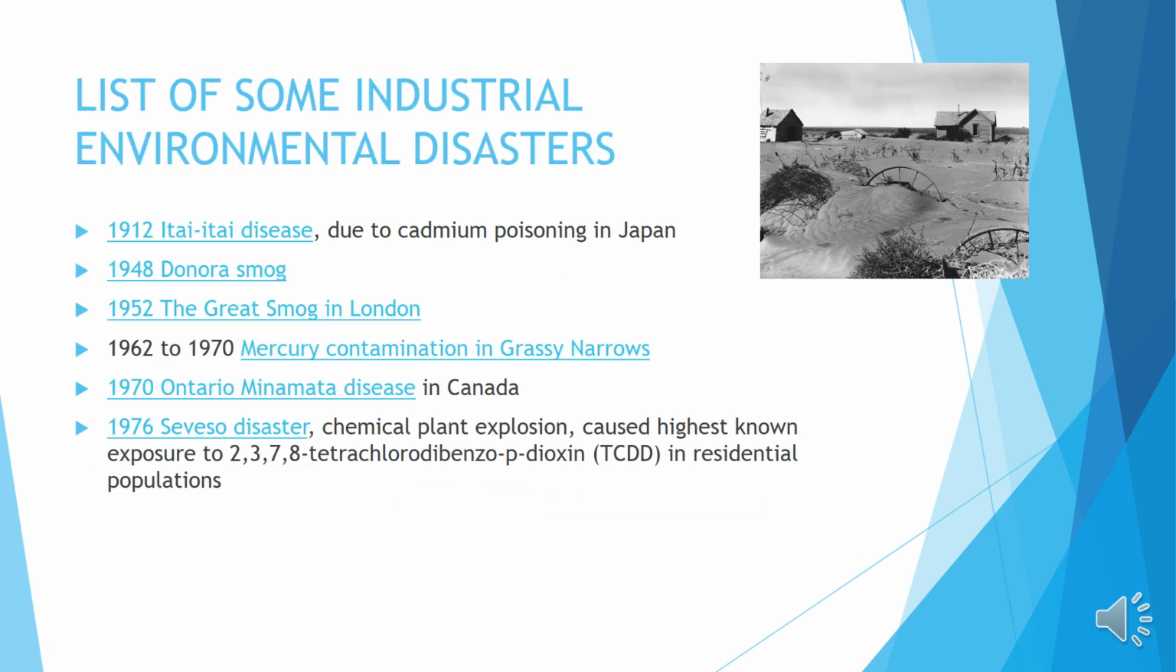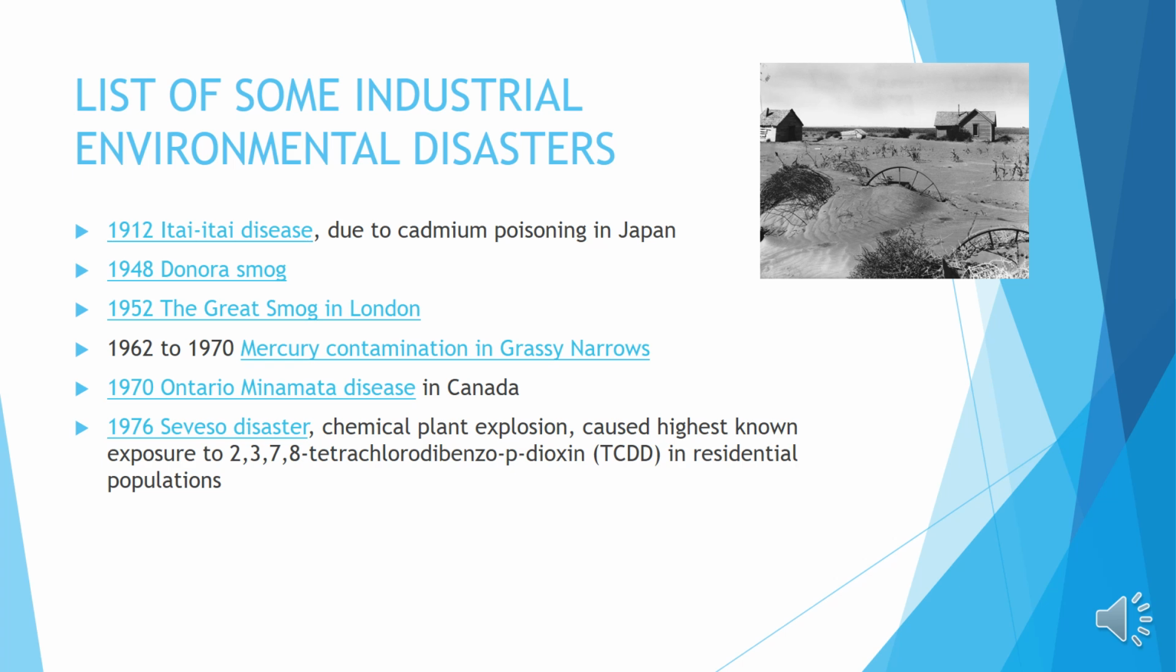List of some of the industrial environmental disasters. In 1912, the Itai-itai disease due to cadmium poisoning in Japan. 1948, Donora smog. 1952, the Great Smog in London. 1962 to 1970, mercury contamination in Grassy Narrows. 1970, Ontario, Minamata disease in Canada.